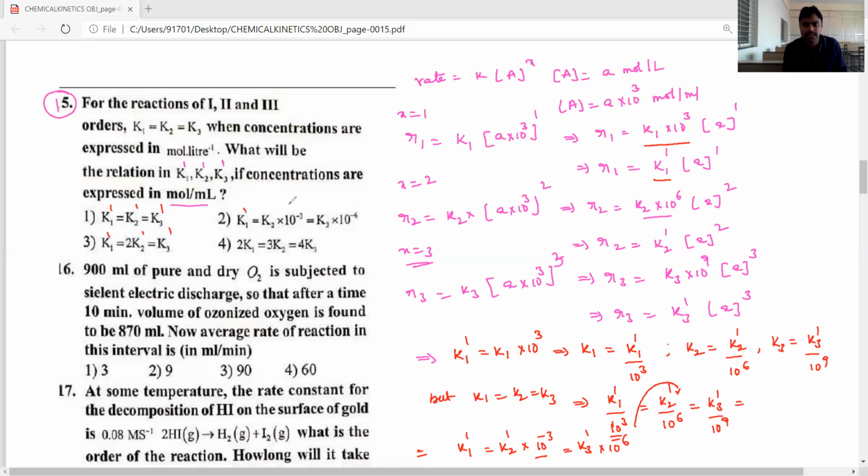That is K1 dash is equal to K2 dash into 10 to the power of minus 3 is equal to K3 dash into 10 to the power of minus 6. See, the correct relation is the second option.